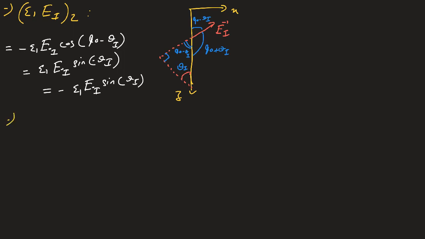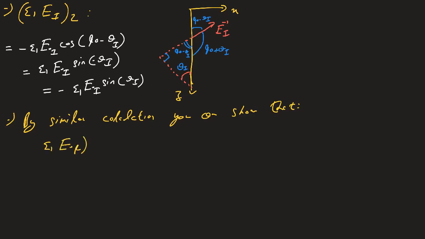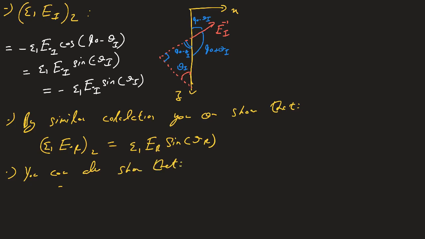So by similar calculation, it is possible to show that epsilon 1 E naught reflected z component is equal to epsilon 1 E_R sine of theta r, and you can also show that epsilon 2 E transmitted z component is equal to minus epsilon 2 E naught transmitted sine of theta transmitted, right?